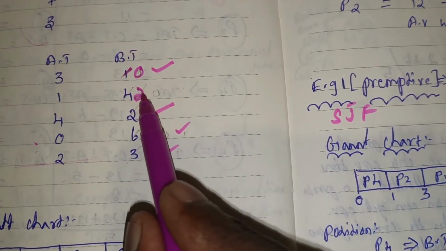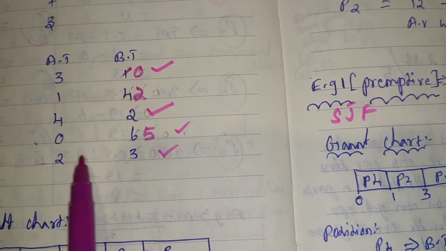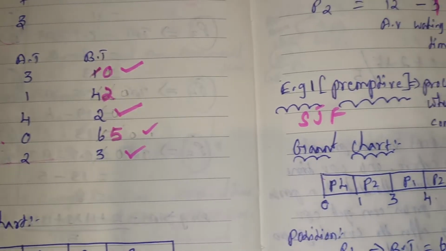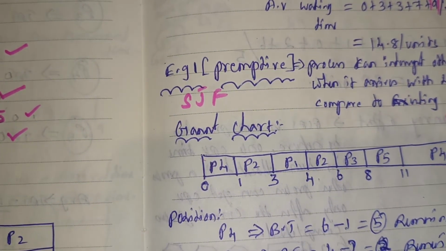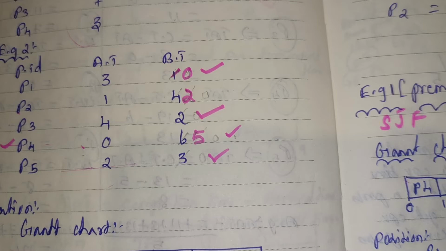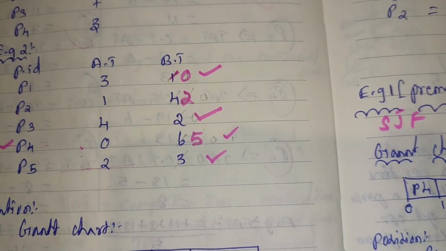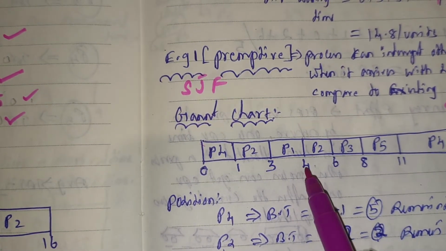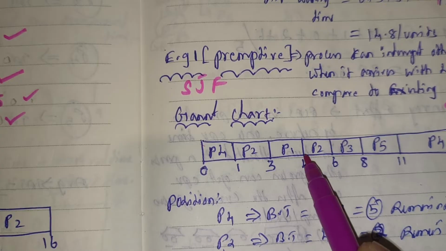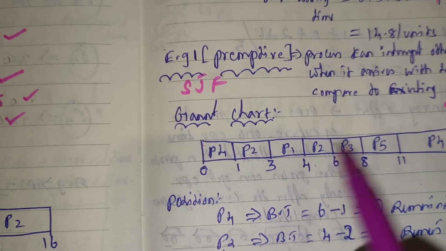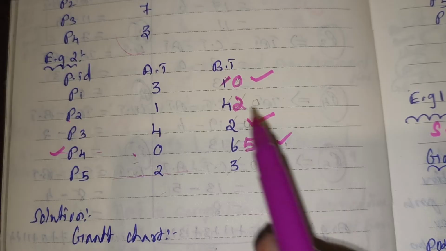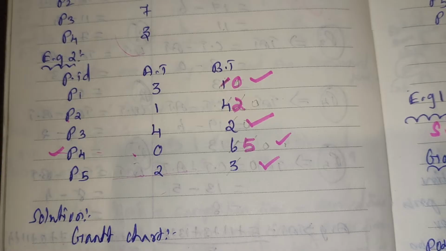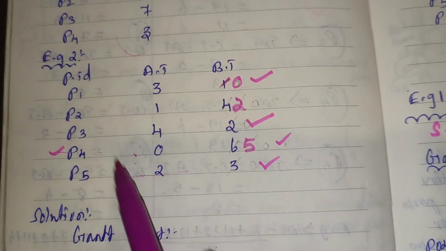Now P2 has 2 more to complete, P3 has 2, P4 has 5, and P5 has 3. Let's check who is coming inside after P1. Which job has the lowest burst time here? One more thing you need to check: when P1 completes its task, the timer points exactly at 4. Listen, by timer 4, all the processes have arrived. When the timer is 4, all the processes have arrived.